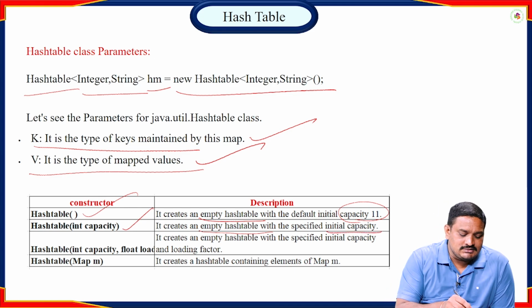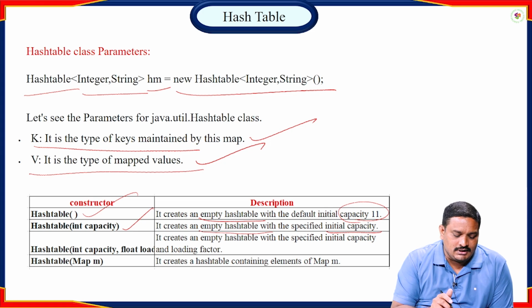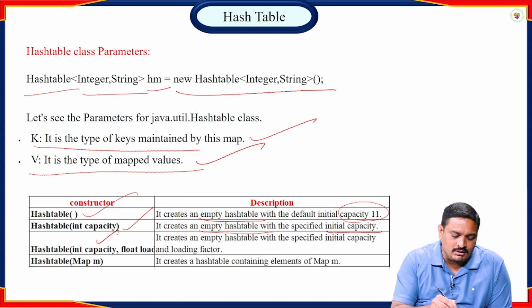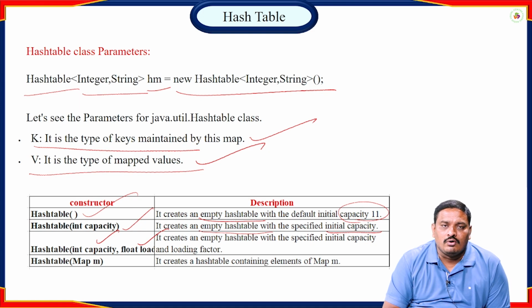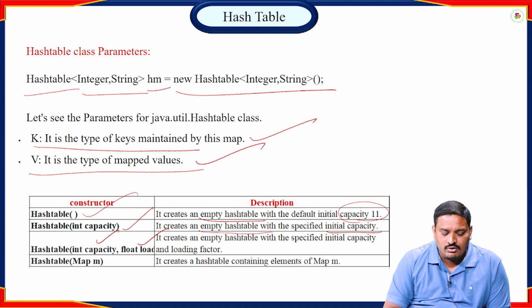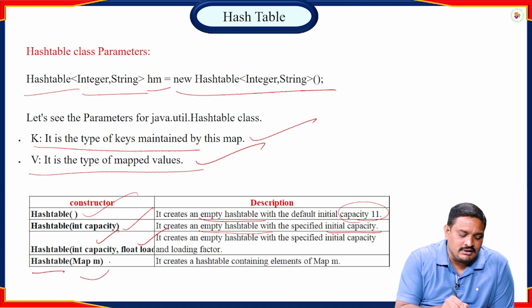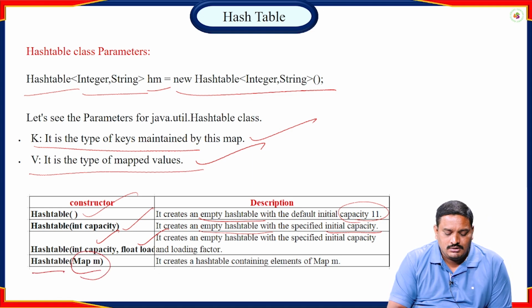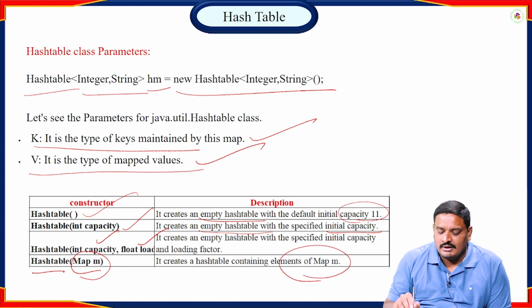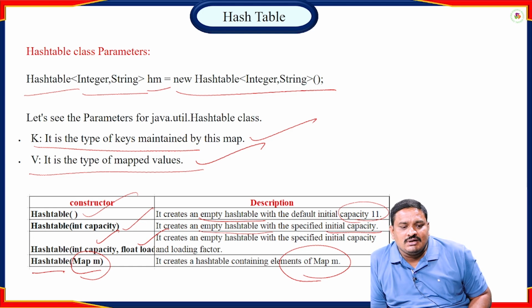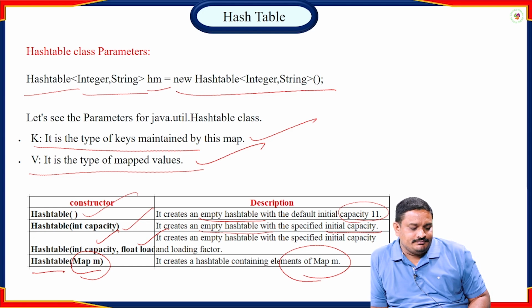The next one is Hashtable with two parameters. What is the first parameter? The int capacity is the first parameter. The second is the float load factor. The next constructor is the constructor with the Map m object. Here it creates a hash table that contains the elements of the particular map. Those are the constructors under the hash table.